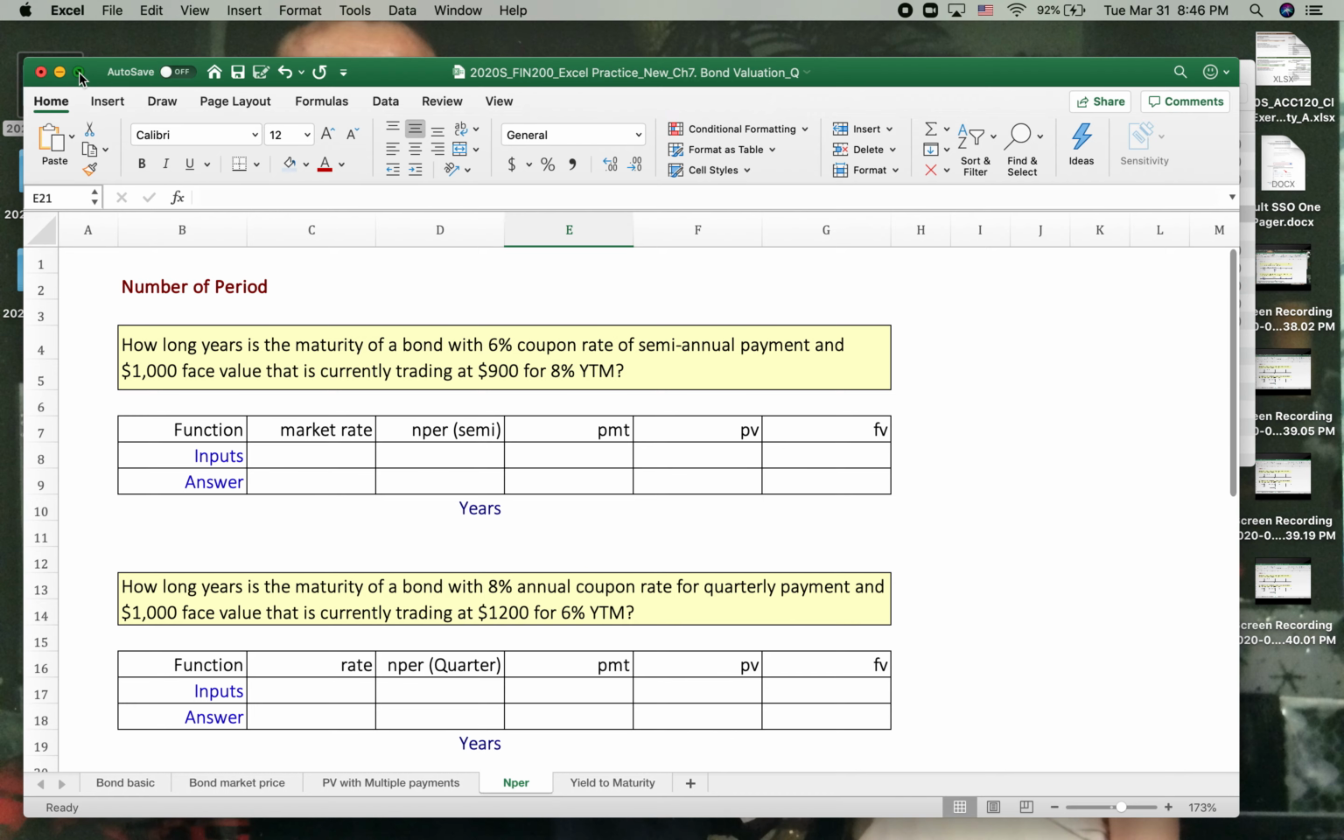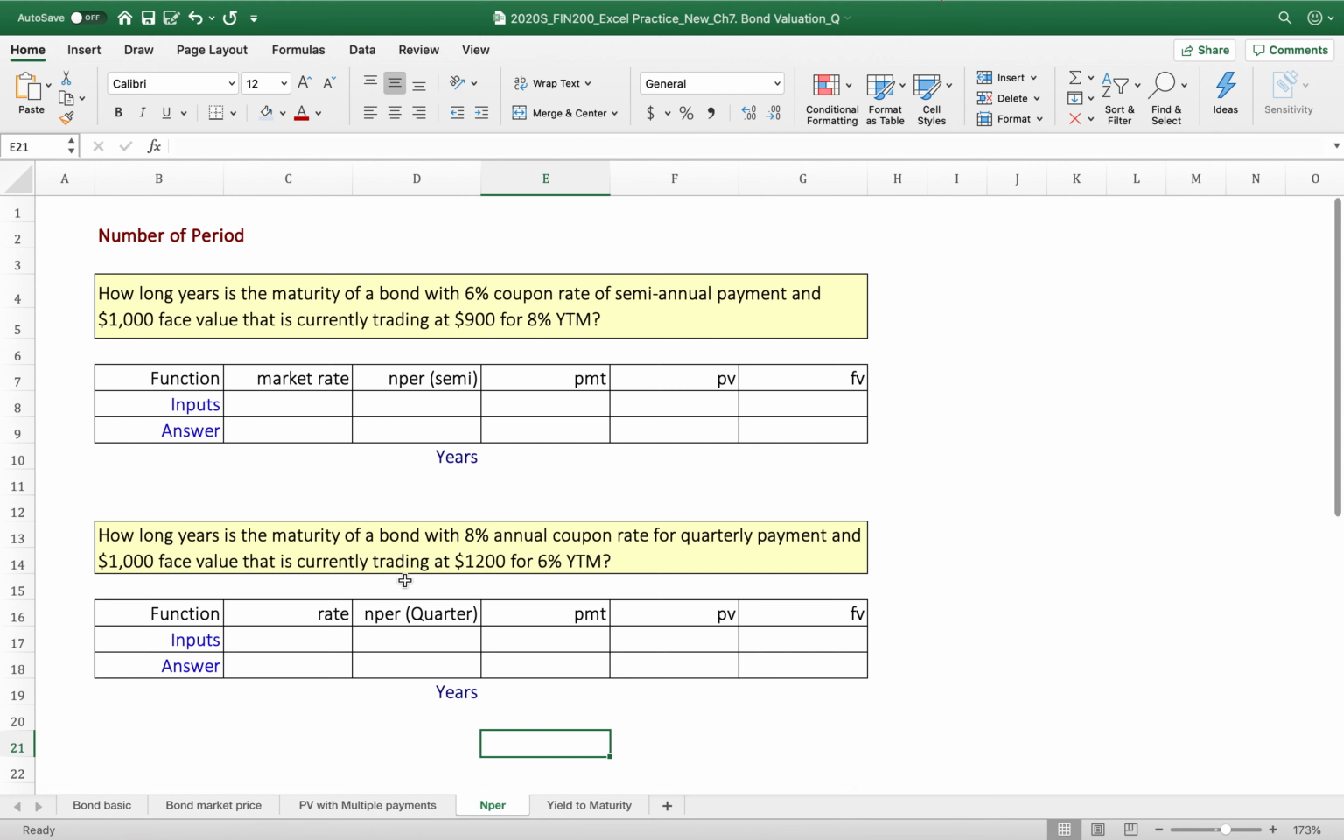This video clip will be reviewing how to calculate the maturity under the bond issuance with the semi-annual case and the quarterly payment case. First, the question is how many years is the maturity of a bond with a 6% coupon rate of semi-annual payment and $1,000 face value that is currently trading at $900 for 8% YTM.